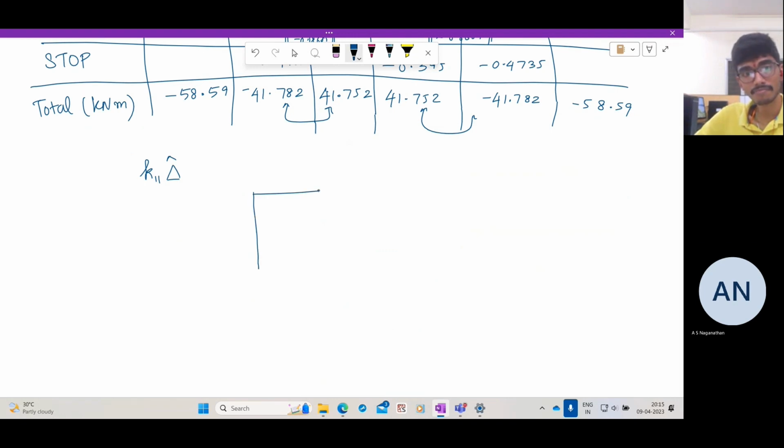We have an applied force here of R. We have K11 delta cap applied, and we'll see how much this is. So the moments are like this. Here it is a sagging moment. Here also it is. Here it's a sagging moment.